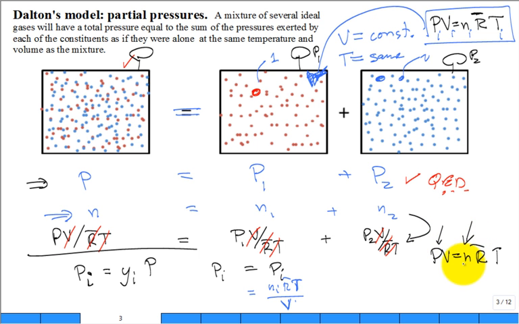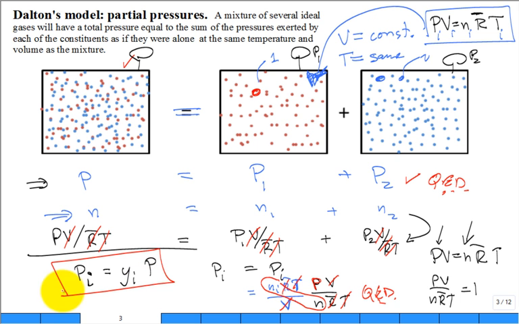So what we'll do is we'll say that equation's true, so I'll rewrite this equation as PV over N R bar T, that's equal to 1. Let's then multiply by 1, which is PV over N R bar T. Cancel the R bars, cancel the T's, cancel the V's, and we got what we set out to show, QED, that Pi is equal to Ni over N, that's the mole fraction yi, times P. Look good? You use this a lot.